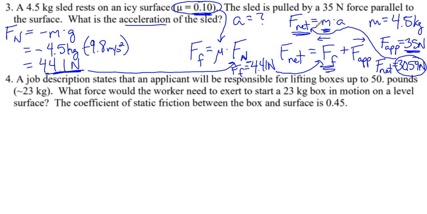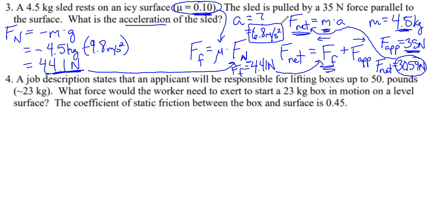So the net force, 30.59 newtons, is equal to the mass, 4.5 kilograms, times acceleration. So we have to rearrange that. That equation was on the first page: acceleration is equal to the net force divided by the mass. So if the net force is 30.59 and the mass is 4.5, 30.59 divided by 4.5 gives us an acceleration of 6.8 meters per second squared. Okay.